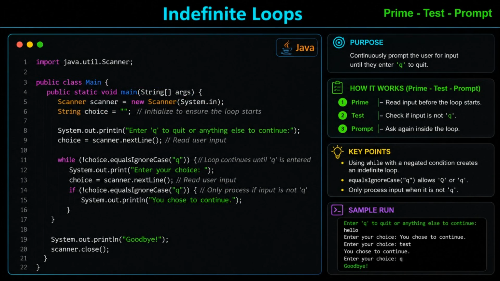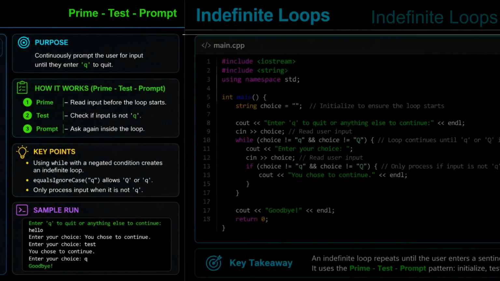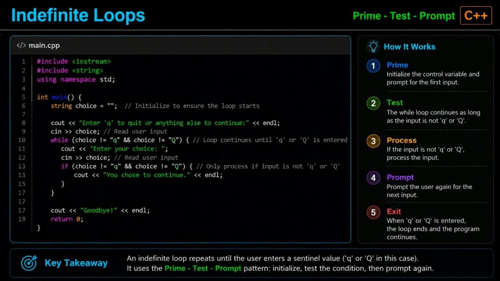Here's the full prime, test, prompt pattern as actual Java code, using a scanner to read input. The program primes by reading an initial choice, tests whether it equals Q to decide if the loop continues, and prompts for a new choice with each pass, continuing until the user finally enters Q to quit. And here's that same pattern in C++. Prime with an initial read into choice, test whether it's not equal to Q or q, and prompt for a new value inside the loop body each time through, identical logic to the Java version, just with C++ string comparison syntax.